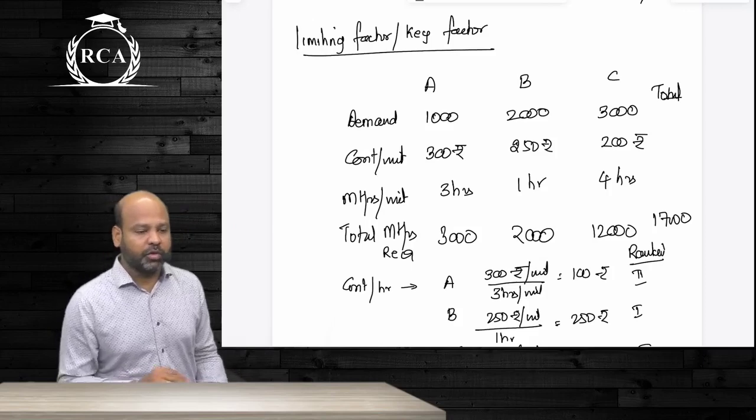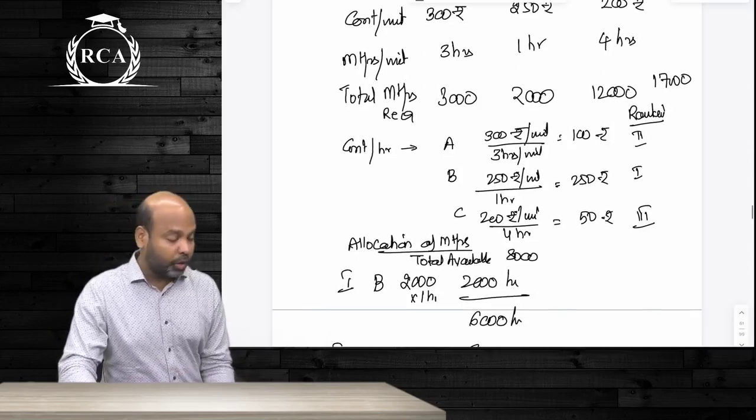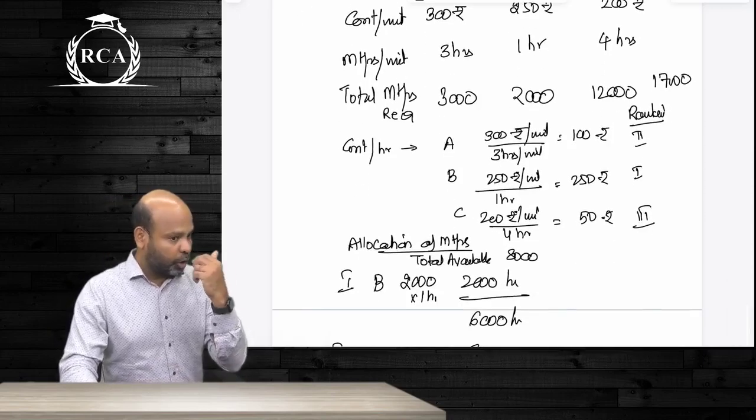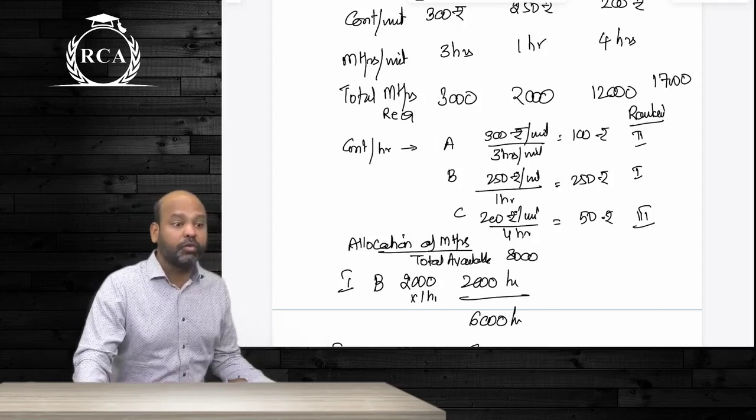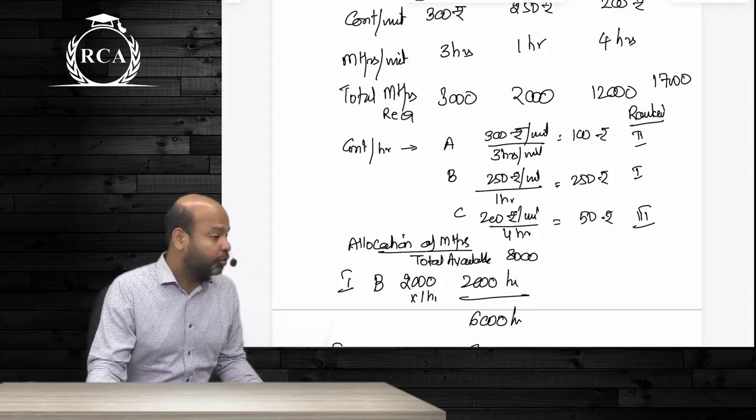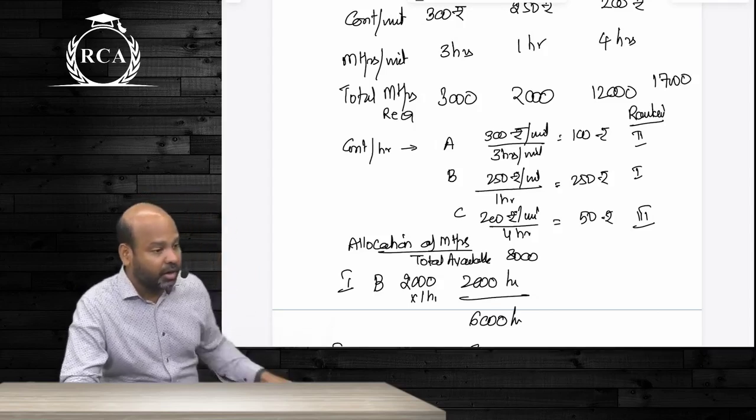Once you compute this contribution per limiting factor, you are going to allocate resources. You may not obviously be able to meet the entire demand. If you are able to meet the entire demand, there is no limiting factor at all. Why the hell will you even want to do this exercise? Are we clear about this, guys?